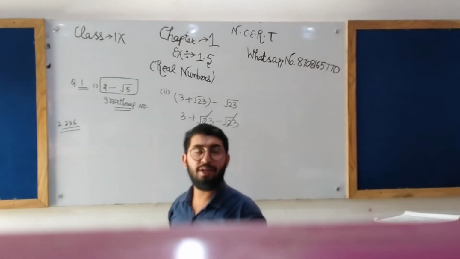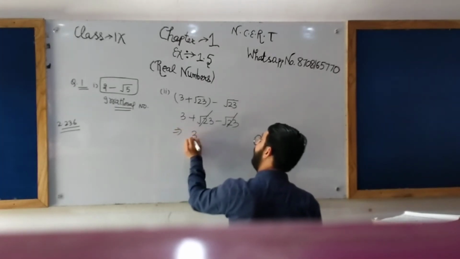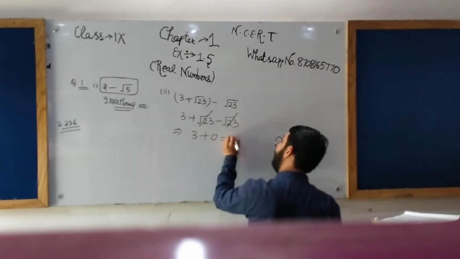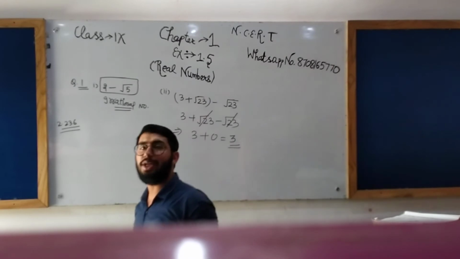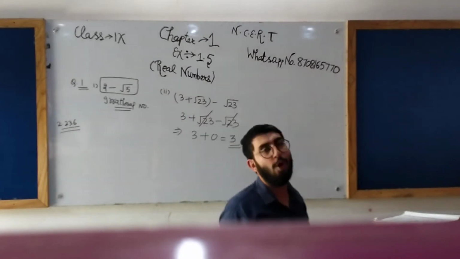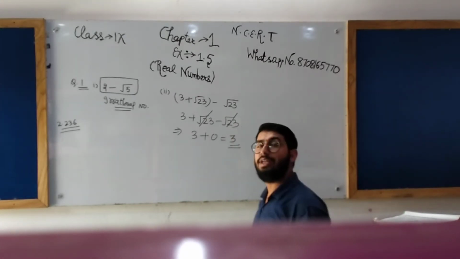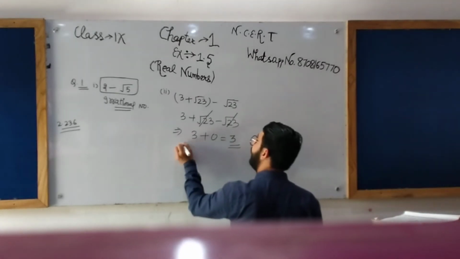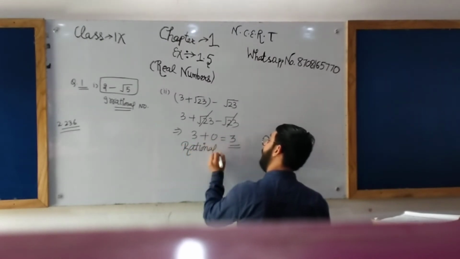Positive and negative get neutralized. What will be left? There will be 0. 3 plus 0 gives you 3. So on simplification, we get the number 3. 3 is a rational number.